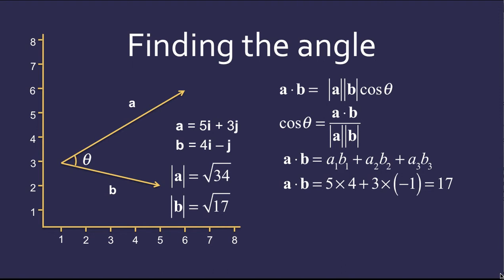This means that for this example, the cosine of the angle between the vectors is given by the expression 17 over root 34 times root 17. This turns out to simplify to 1 over root 2, which is approximately equal to 0.707. The inverse cosine of this number is 45 degrees, or pi over 4 radians if you prefer.